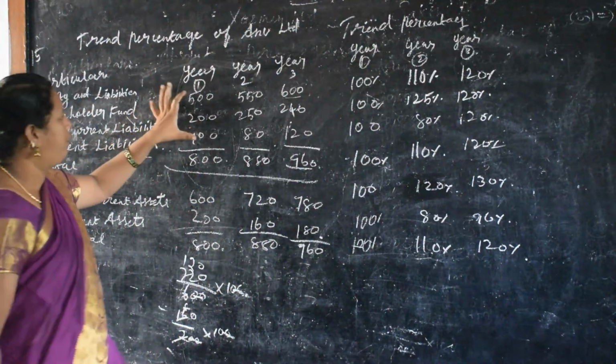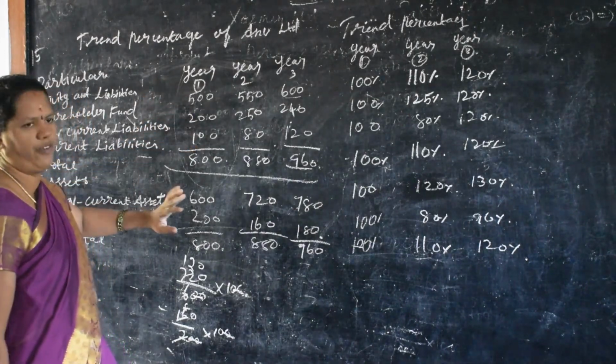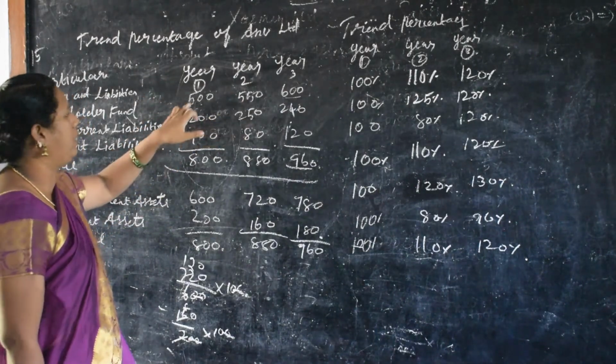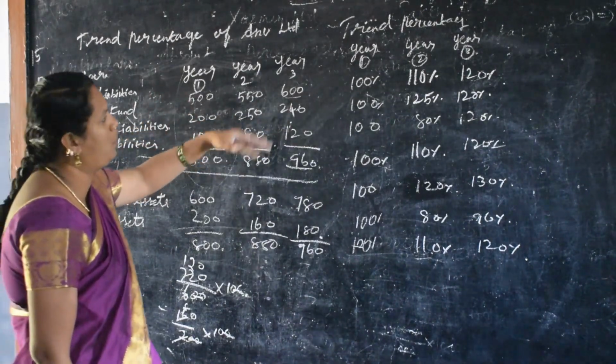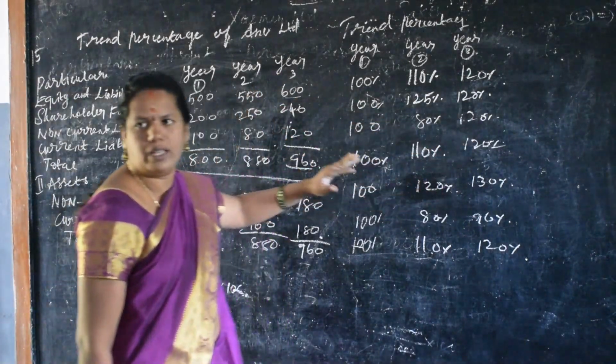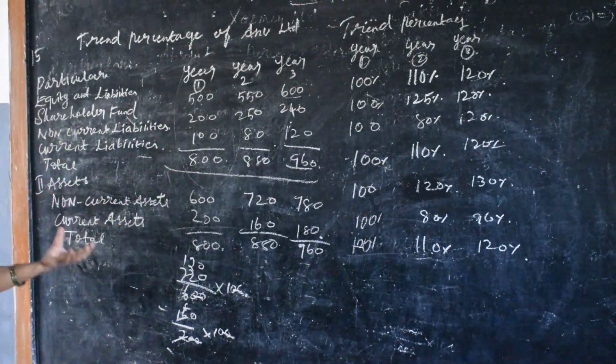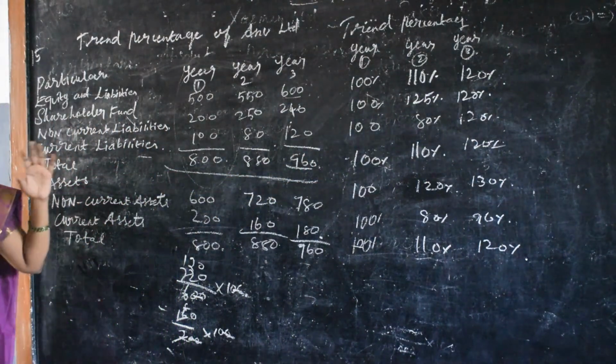Okay, for the year 1, 500 by 500. For the year 2 by year 1. For the year 3 by year 1. If you find out, you will get year 1, year 2. Okay, that's all. So in this model, you can work out all the sums.